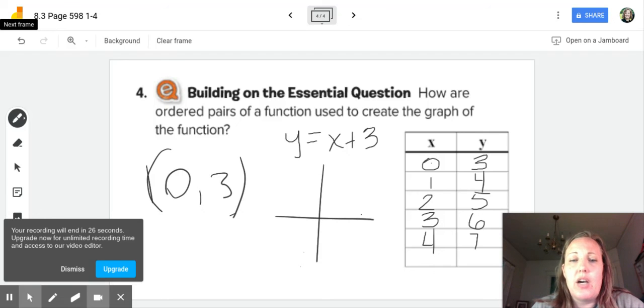So all that to answer this question, you use your ordered pairs to graph your points, and then you can connect the line if it's asking you to do so. Okay, hopefully that helped you out, and we'll see you soon.